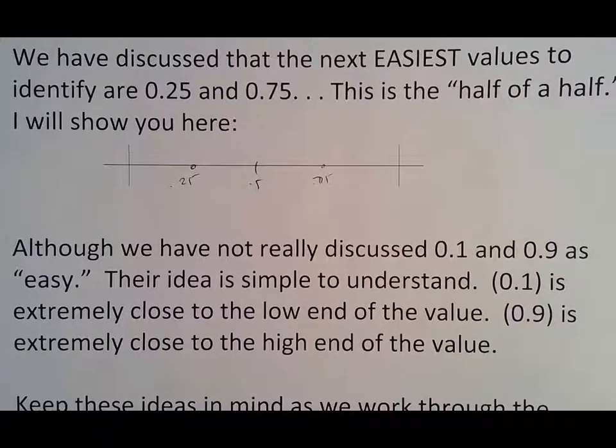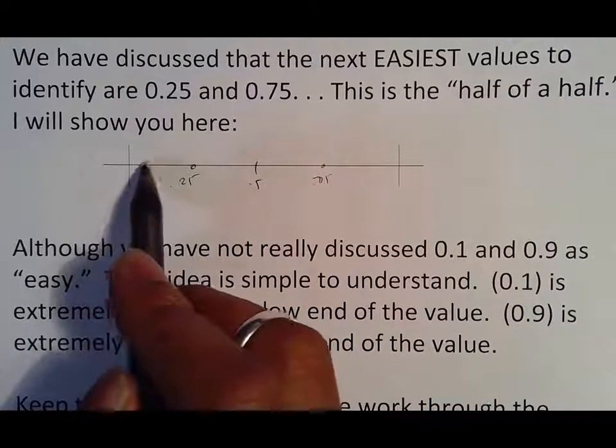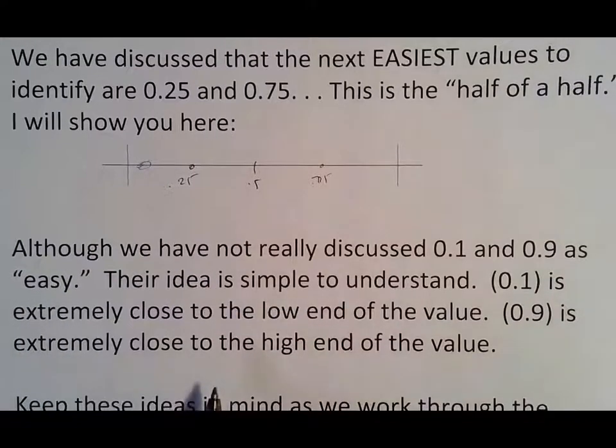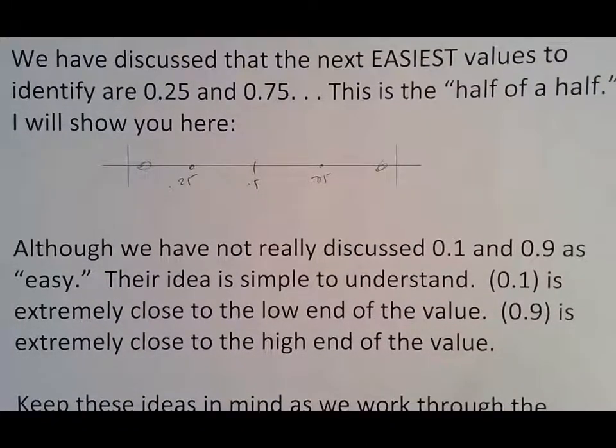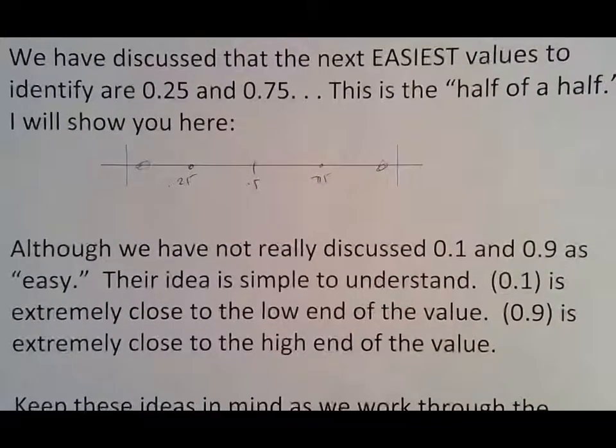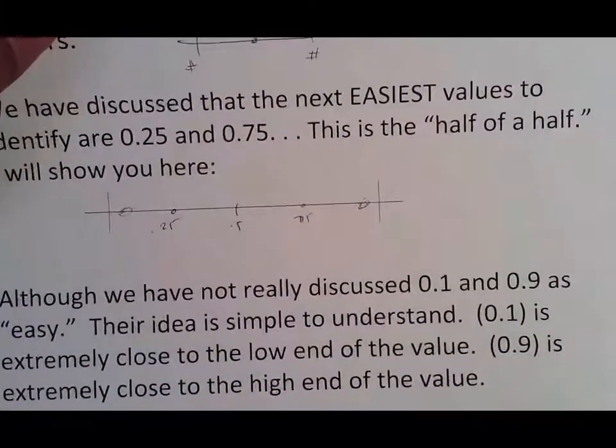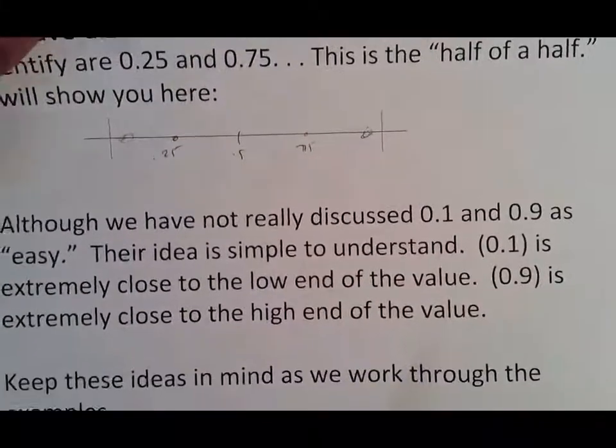0.1 is extremely close to the low end of the value, so it'll be somewhere over here. 0.9 is extremely close to the high point of the value, so it'll be somewhere over here. And as long as it's not half of a half or at the halfway point, it's pretty easy to see. So keep those ideas in mind as we work through the examples that are going to be popping up here.